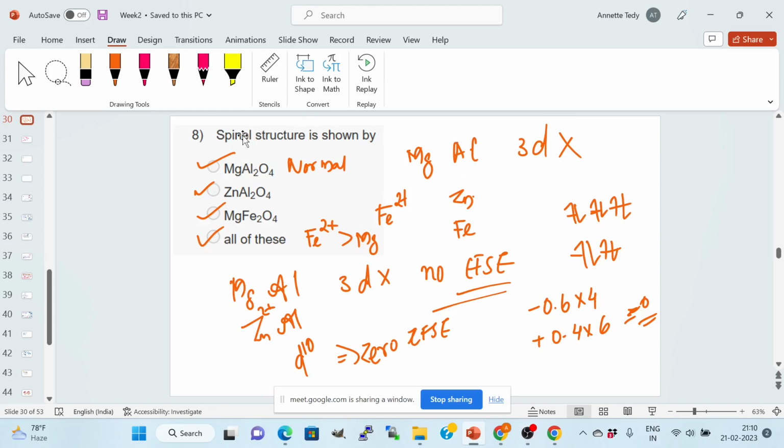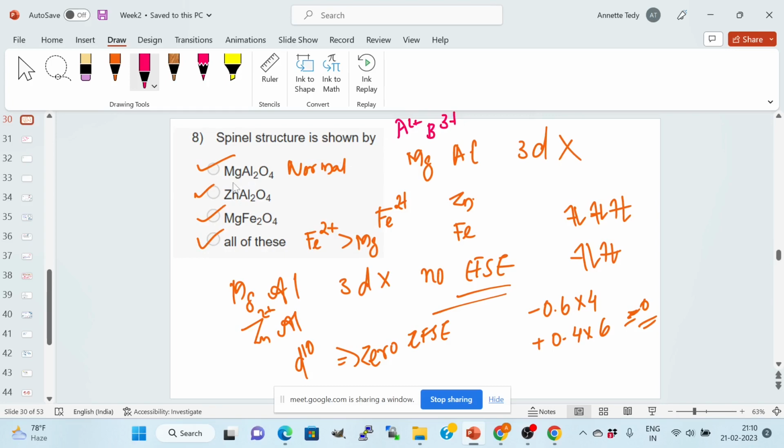Normally, a spinel structure, as we know, is A2 plus and B3 plus, right? So if we write something in the front, generally we assume that it is 2 plus, and this is 3 plus. So in this case also it is 2 plus, this is 3 plus, since the question is about spinels. No, still we will write the same thing.